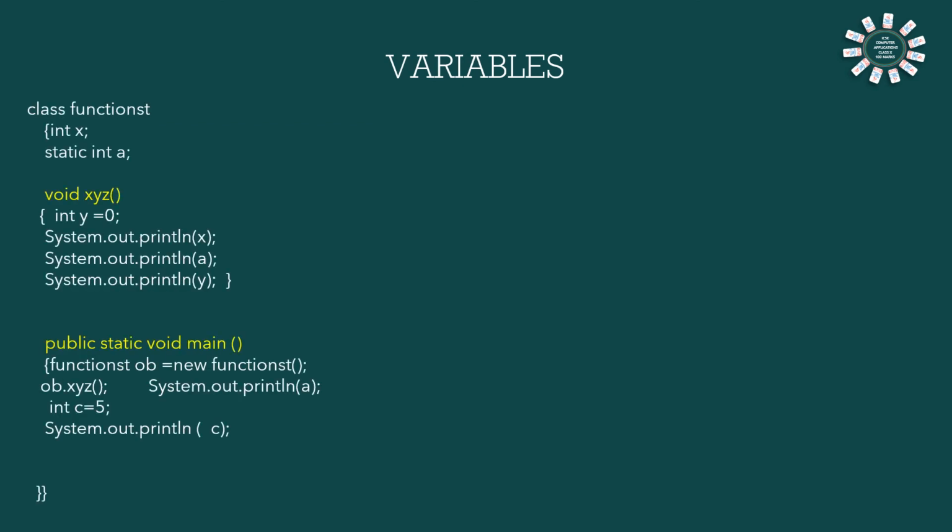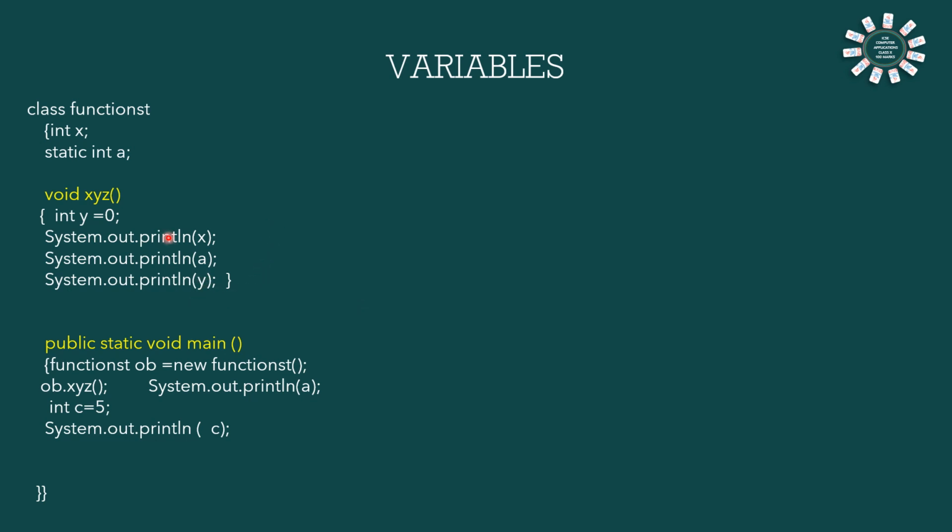And now see this example. Here we have initialized the local variables: int y is equal to 0 and int c is equal to 5. So when you try to print now, no mistakes will be coming because default values will be given to instance and class variables. It will be printed and the local variable is initialized, so 0 will be coming here and in this case 5 will be coming. So that is the difference between local variable and class variable and instance variable.